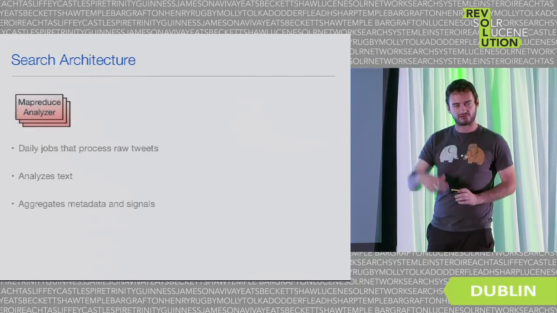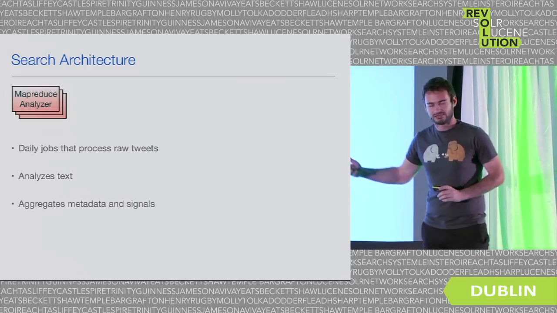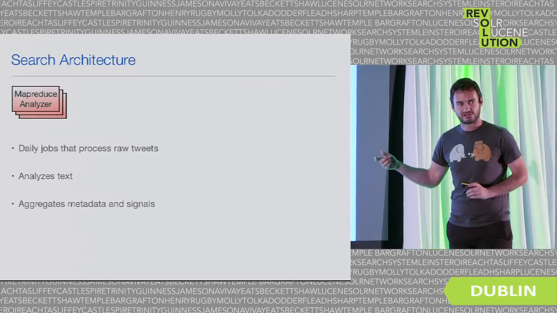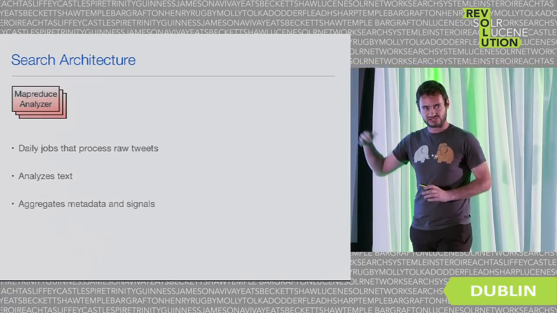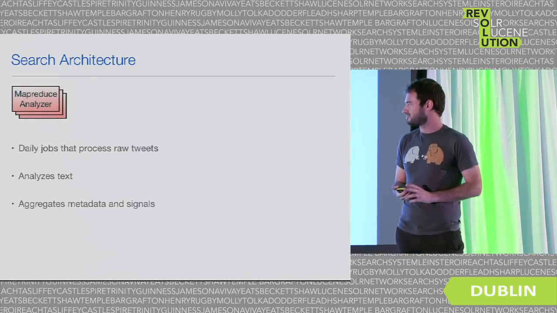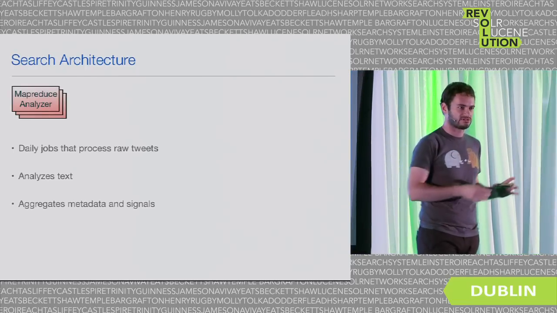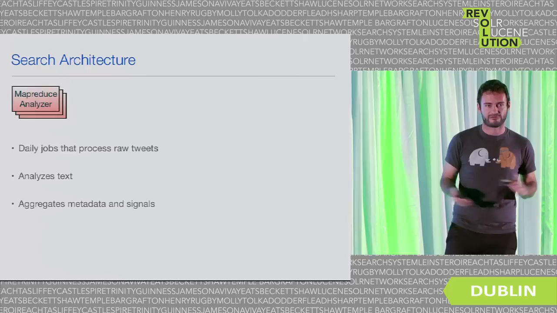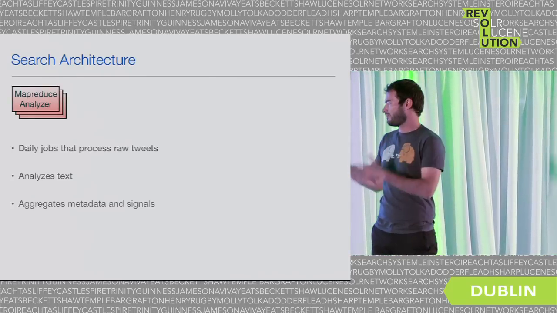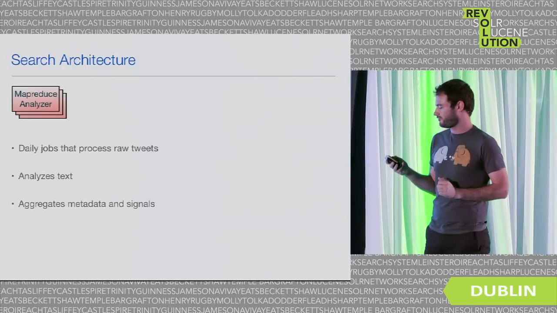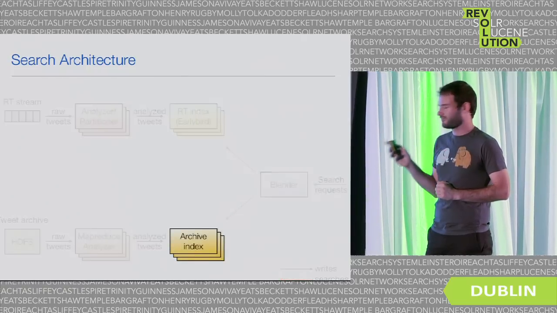So we read the raw tweets from HDFS, and daily jobs create from these raw tweets again the analyzed content. So they analyze the text similarly to the real-time analyzer that I talked about already. It aggregates metadata like how often the tweet was retweeted or favorited, since we of course have a lot of metadata. It aggregates all that, tokenizes text, normalizes text, and then stores that again in our thrift format. And then we build archive indexes from that.